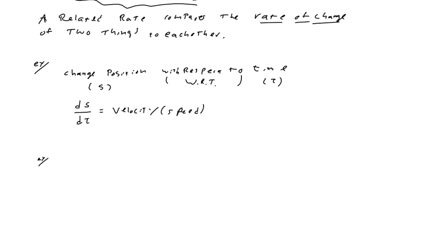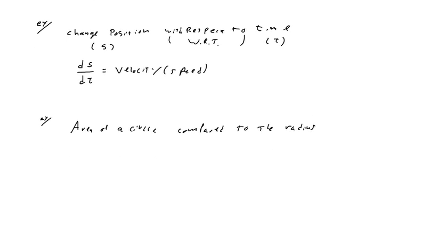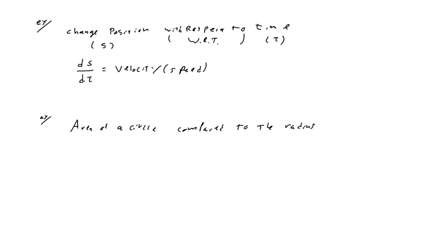So for example, let's say the area of a circle compared to the radius. How does the area of a circle change as the radius changes? How does the area of a circle change compared to the radius of a circle?